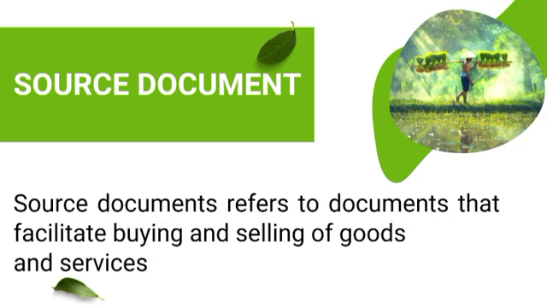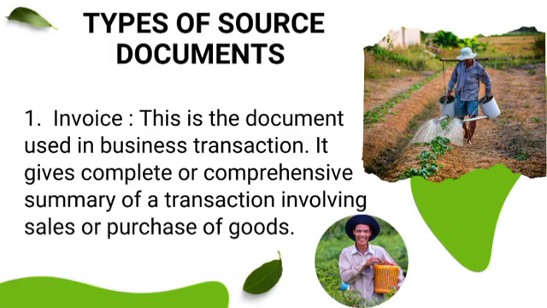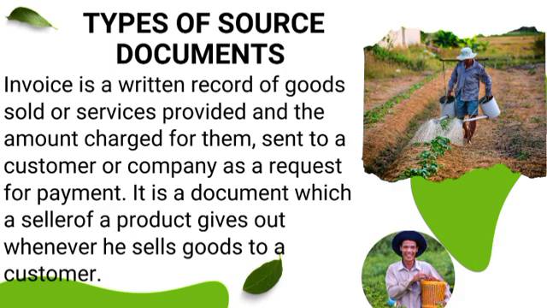So what are the types of source documents? Number one, we have the invoice. This invoice is a document used in business transactions. It gives a comprehensive summary of transactions involving sales or purchases of goods. An invoice is a written record of goods sold or services provided and the amount charged for them, sent to a customer or company as a request for payment. It is sent by the seller to the buyer to provide the following information.